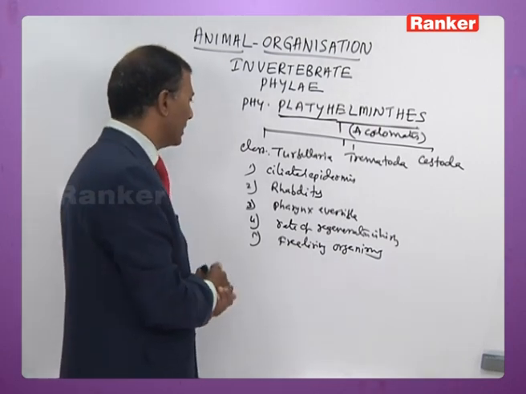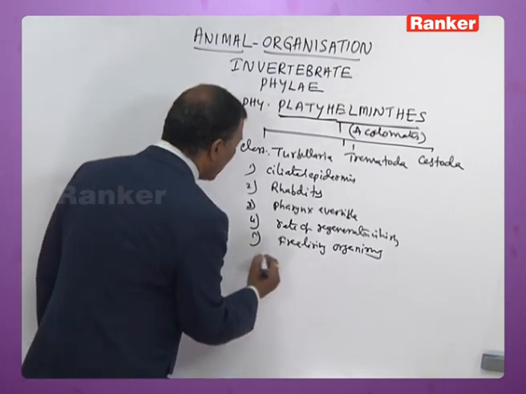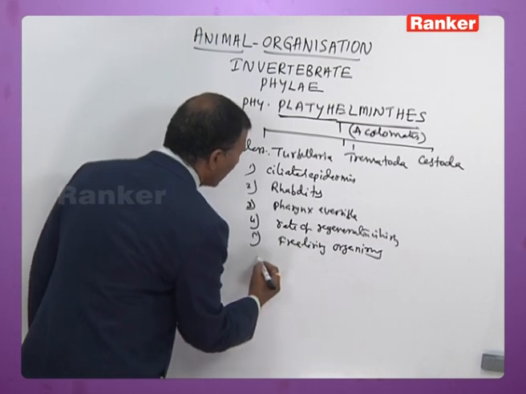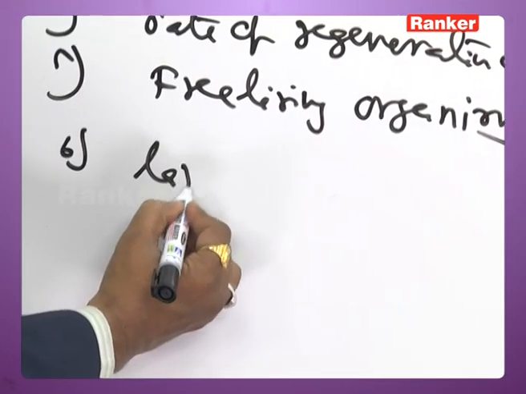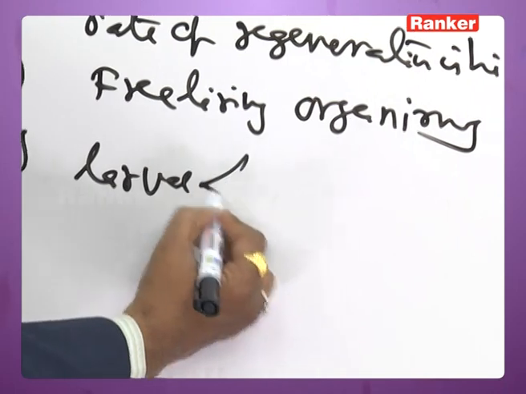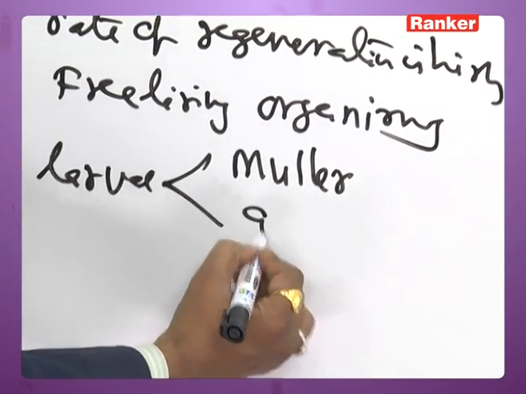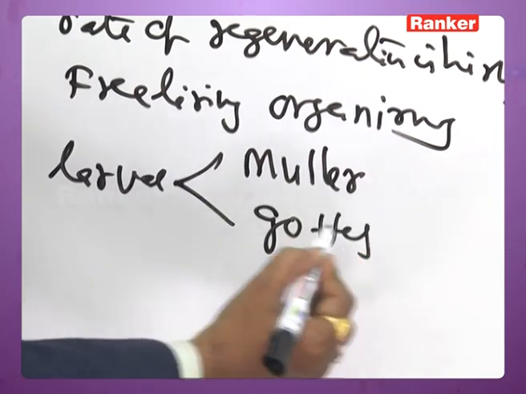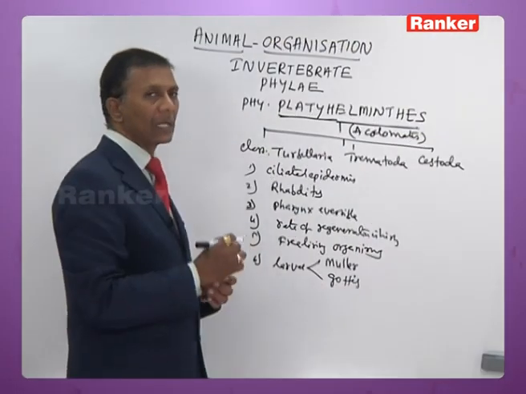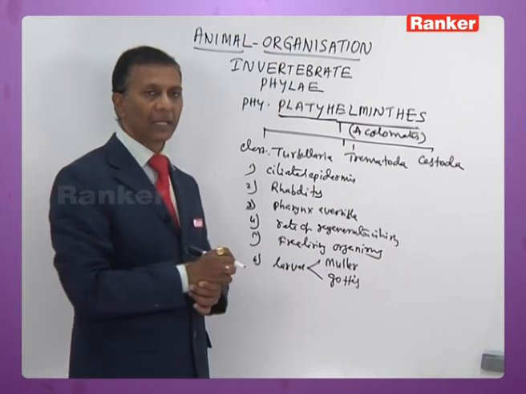Then they have a larva called, two larvae are there in this. The most important larvae of Turbellaria are Muller and Goette. Muller and Goette are the larvae of Turbellarians.